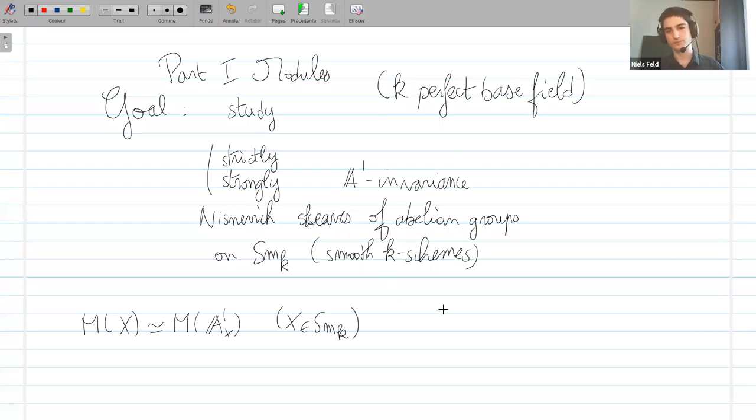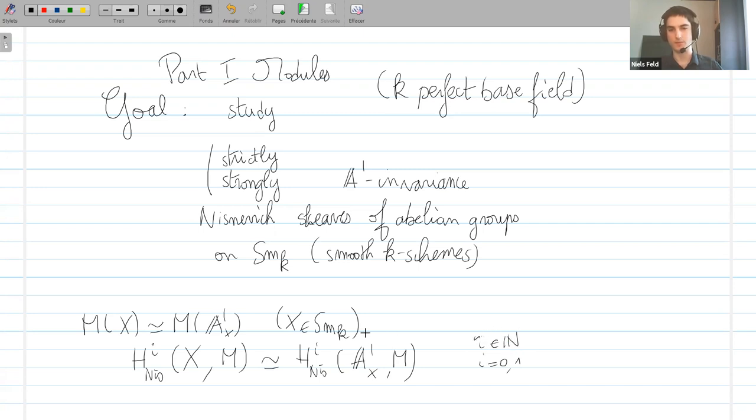So, well, the idea is simply, recall the definition is that the Nisnevich cohomology of any smooth scheme X is A1 invariant again. Again, I think this is well known. And since I work with abelian groups, this is for i equal to 0 and 1, or any natural number. These two definitions are equivalent thanks to the work of Morel, and because we work with abelian groups.